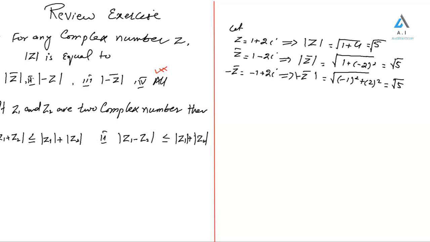Option number 3 is the mod of z1 plus z2 is greater than or equal to the mod of z1 plus the mod of z2. And option 4, I'm talking about this one: the mod of z1 plus z2 is less than or equal to the mod of z1 minus the mod of z2.